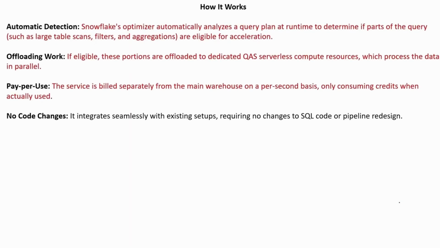It works by automatic detection. Snowflake's optimizer automatically analyzes a query plan at runtime to determine if part of the query is eligible for acceleration. If it is, then it will spin that out. Second is offloading workload. If eligible, these portions are offloaded to dedicated query acceleration service serverless compute resources which process the data in parallel.